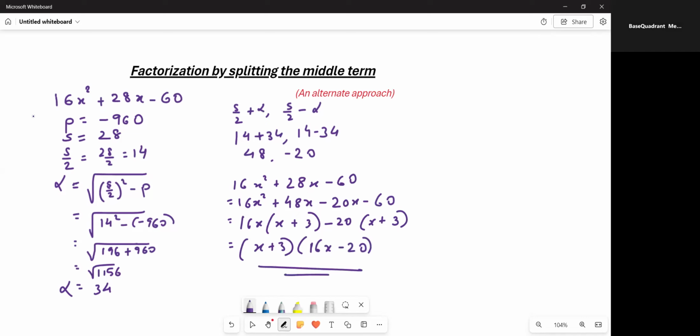So I hope this method is clear to you. Try it. You can try it out a few times and see that as you practice more, it gets fluent. So to recap, what is the method here? First, write the product, the sum, and sum upon 2. Remember this formula, alpha is equal to root of S upon 2 the whole square minus P, which you use to find alpha. After finding alpha, find S upon 2 plus alpha and S upon 2 minus alpha. That will give you the two numbers. So I hope this video was helpful to you.